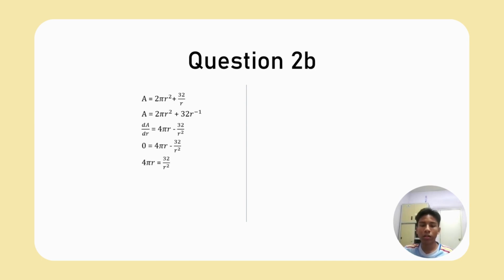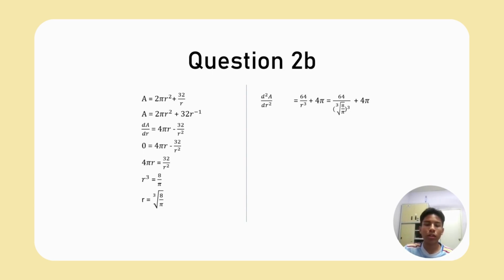So 0 equals 4πr minus 32 over r squared. Then we simplify it: 4πr equals 32 over r squared. Then r cubed equals 8 over π. Then we get r equals the cube root of 8 over π. Then we continue to get the second derivative, which is 64 over r cubed plus 4π.